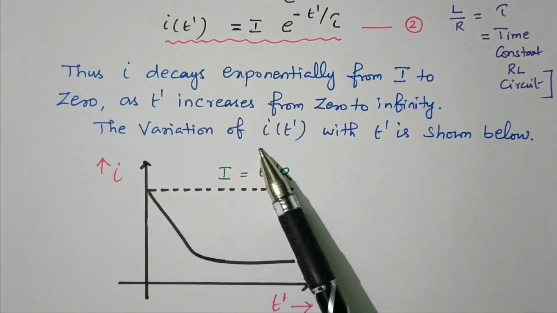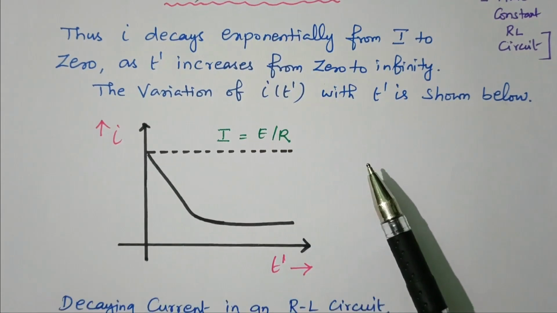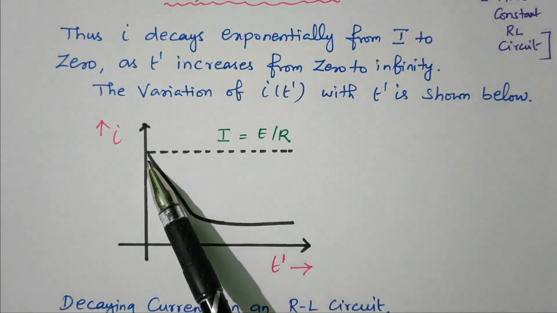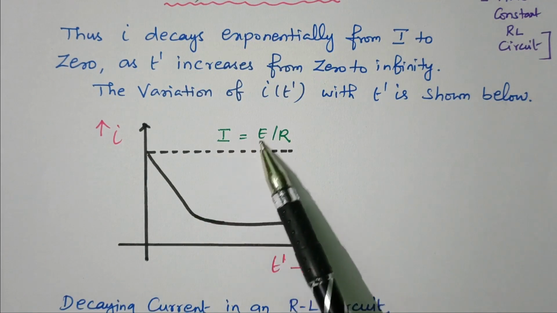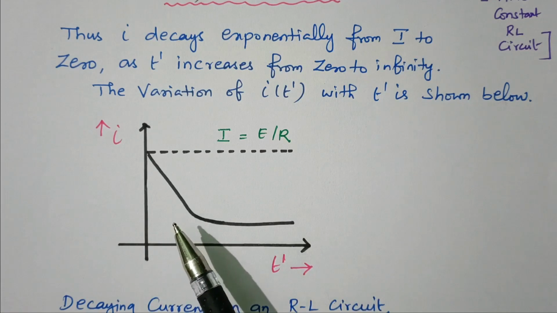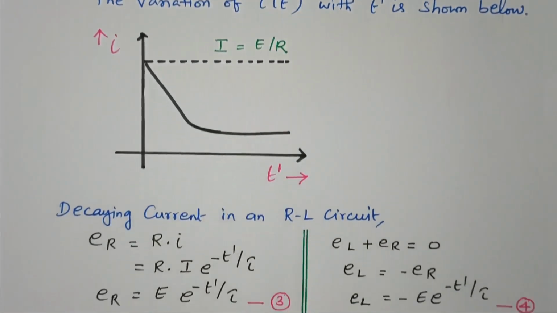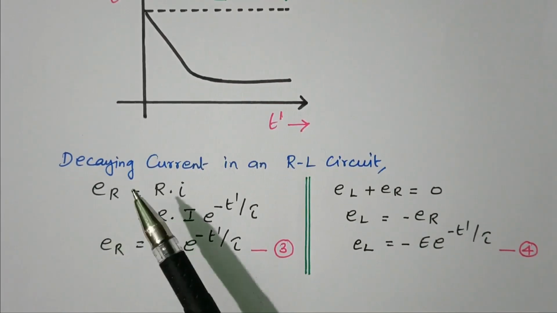The variation of I of t dash with respect to t dash is shown below. See, this is the time. When the time increases, the current keeps on decreasing exponentially. This I is nothing but E by R. From the equation we identify that the current decreases from I to 0 when the time increases from 0 to t dash. Now we can see the variation of the voltage across resistor and inductor.